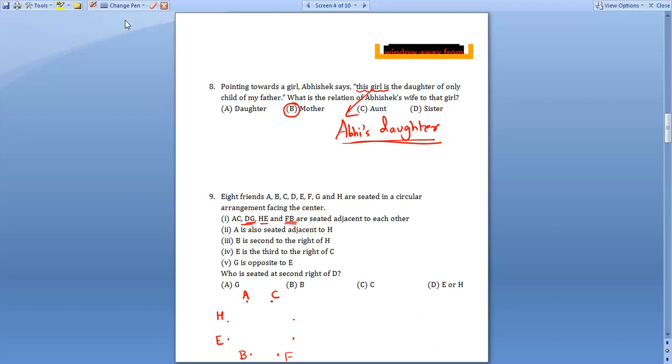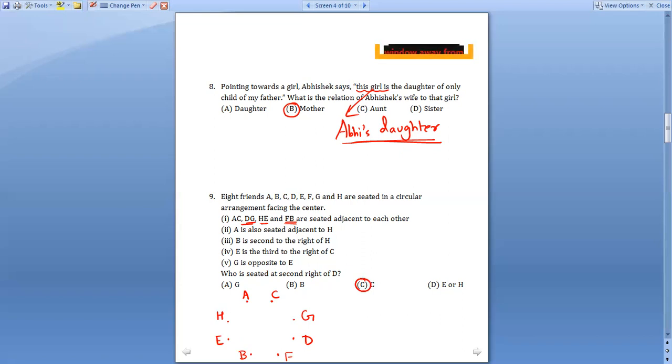So I'm just going to make a slight change here. When I say G is opposite to E, I'll write G here, diagonally opposite. Okay, so then if G comes here, then definitely D comes here. So now read the question again. Who is seated at second right of D? First right of D is G and second right of D is C. So it is option C.